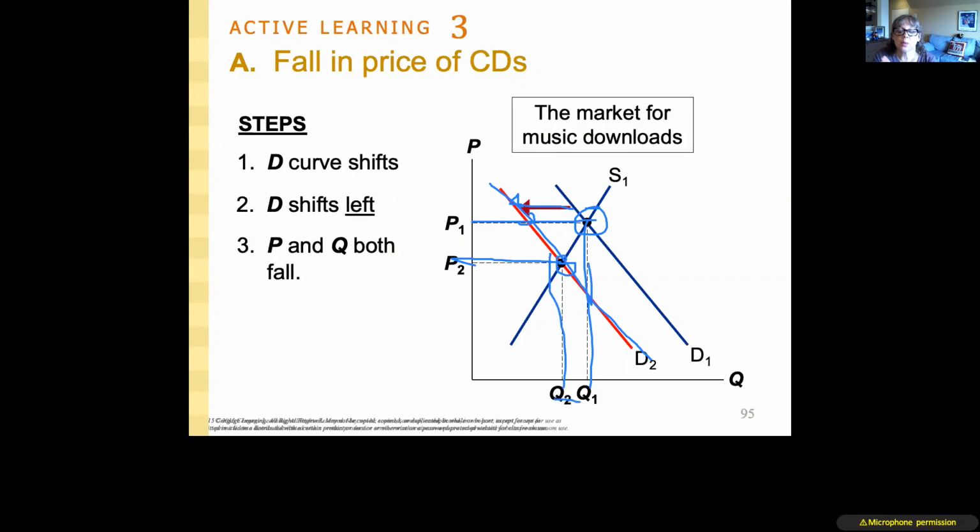The quantity went down when the price went down. If we think about our behavior, that makes sense. If we move away from one thing to another, it would make sense that the price would probably end up going down and the quantity would go down. But chances are we've moved to CDs because they are even more attractive to us.